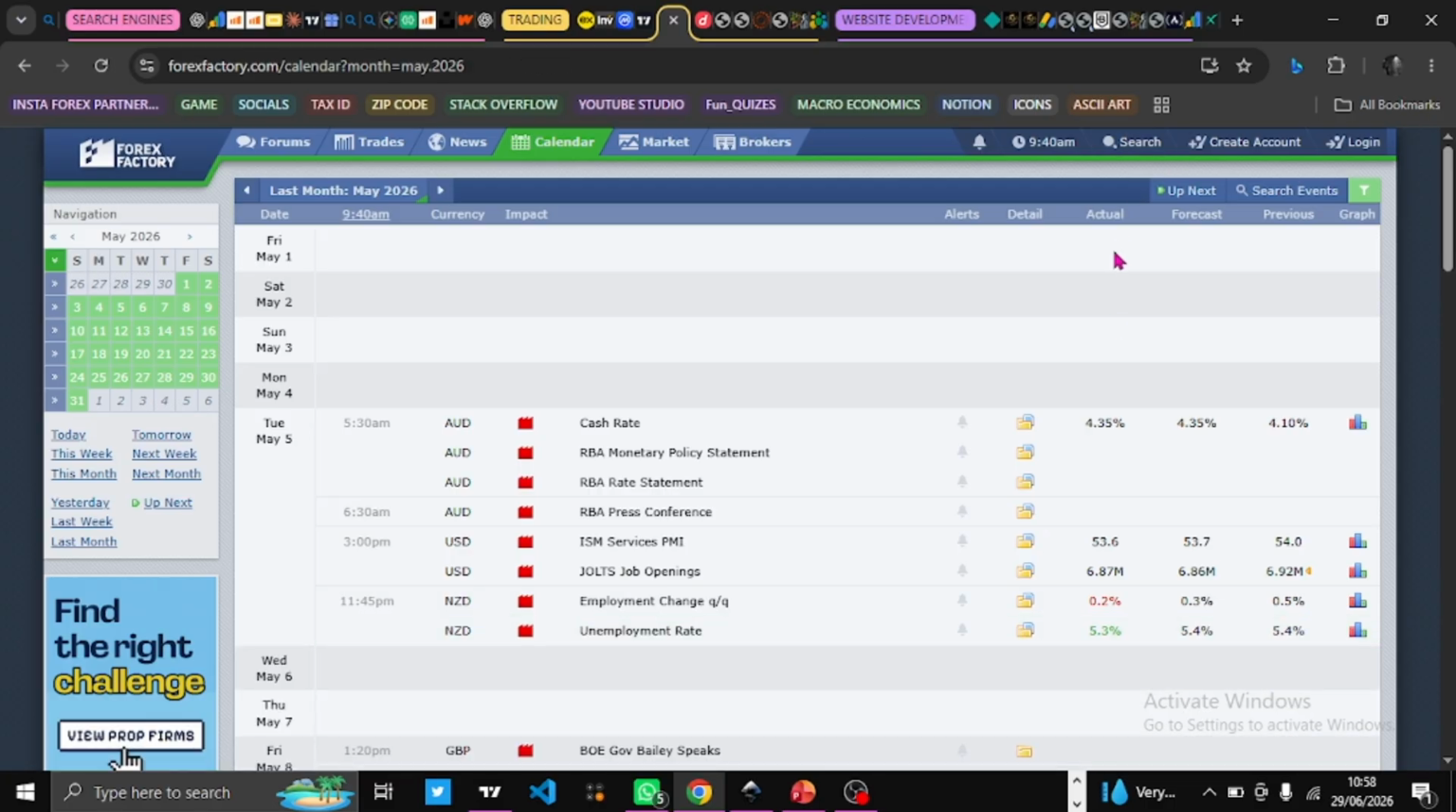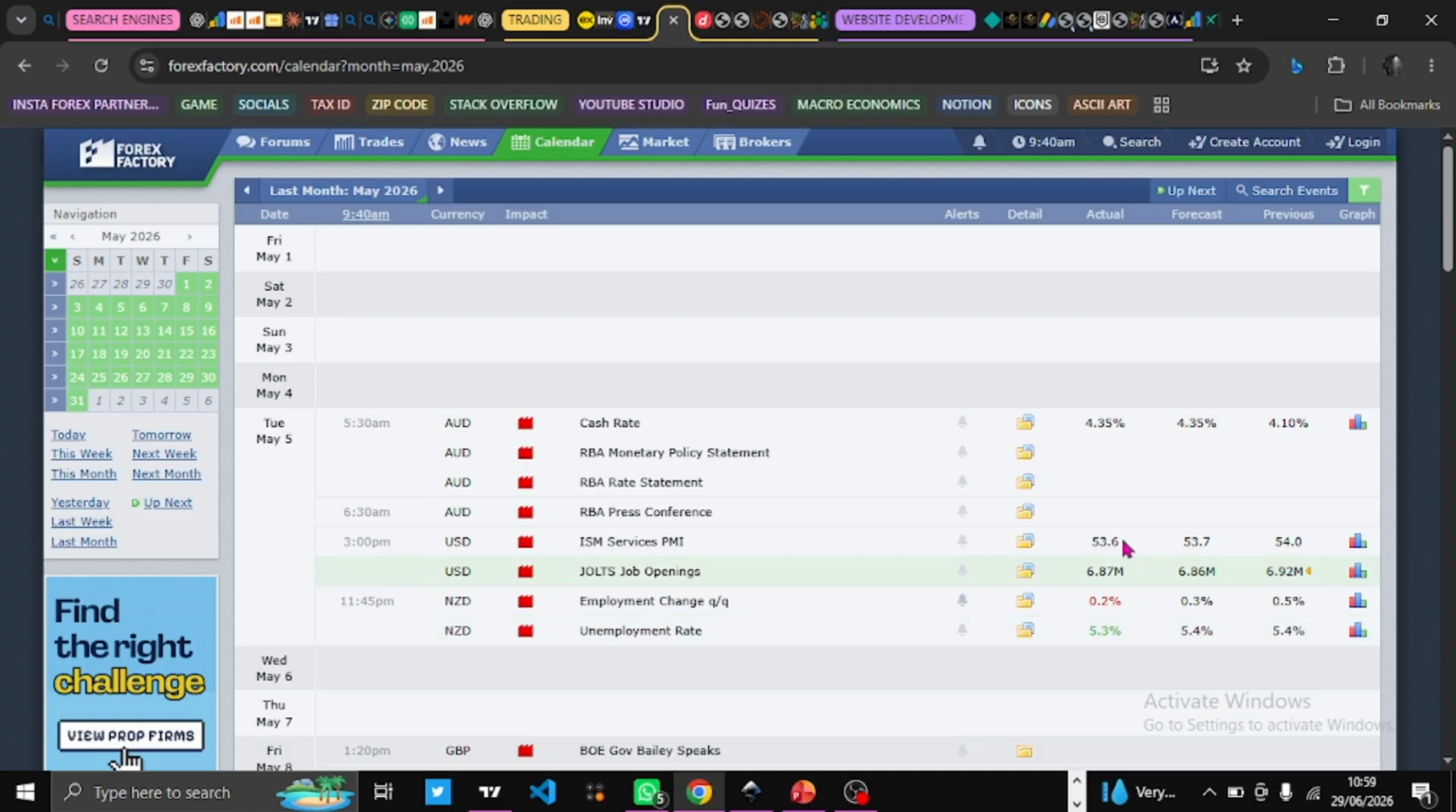Now look at what happened here. We have the actual, we have the forecast, and we have the previous. Now what is the meaning of this previous? The previous unemployment rate for this very NZD was around 5.4%. Now the forecast was around 5.4%, meaning that investors are like, unemployment rate in NZD is not really that bad. If not, they could have predicted something slightly above 5.4%, so they're saying that everything is okay.